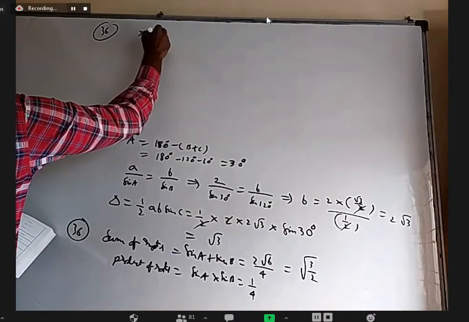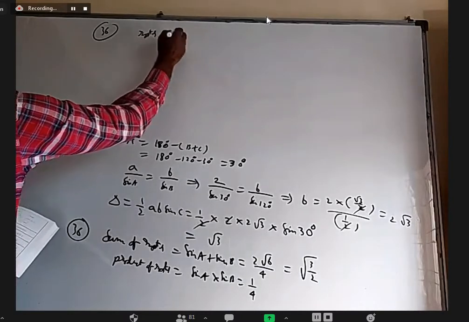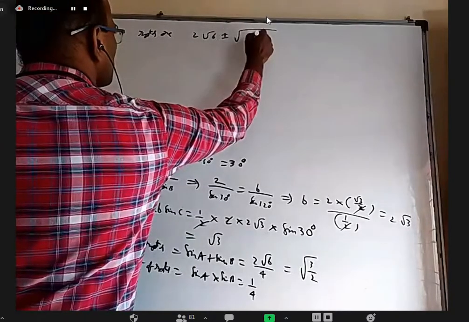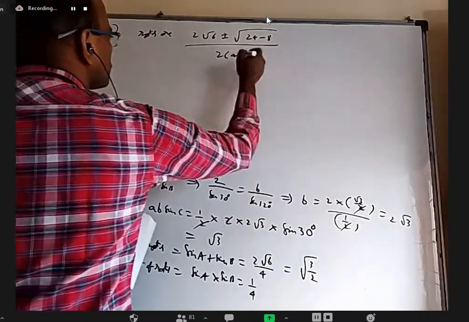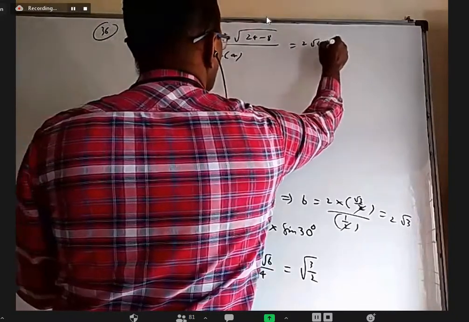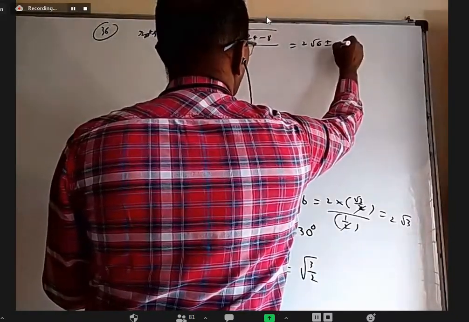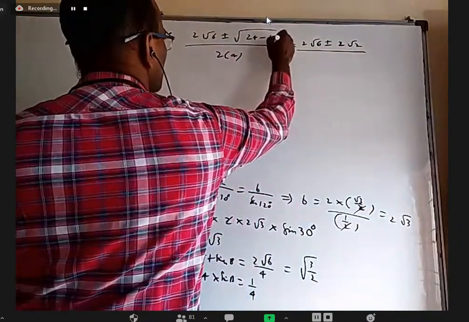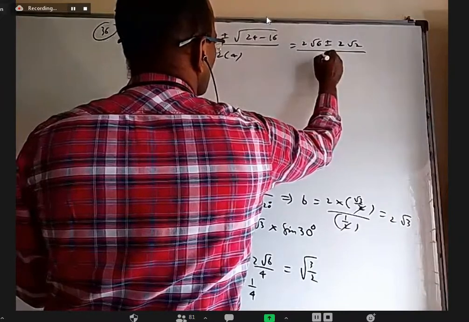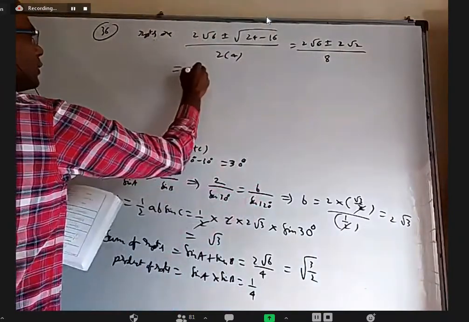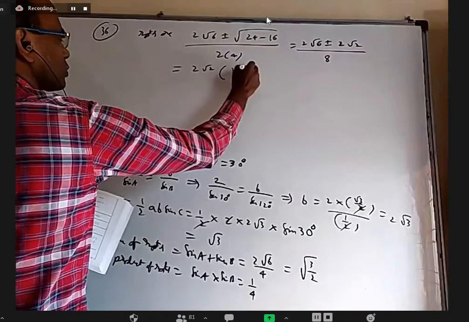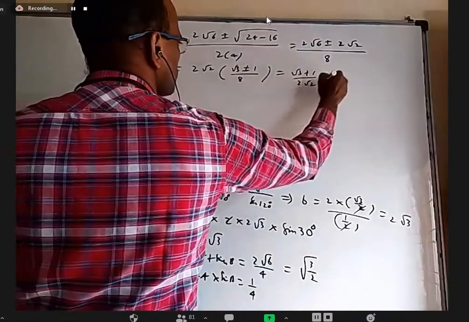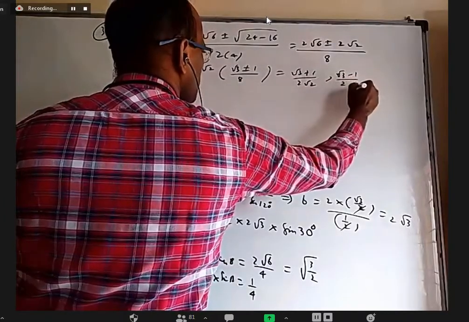Roots are 2 root 6 plus or minus root of 24 minus 8, by 2 into 4. 2 root 6 plus or minus root 8, which is 2 root 2, this is root 16. Root 8 is 2 root 2, by 8. If I take 2 root 2 common, I'll get root 3 plus or minus 1 by 8. So roots are root 3 plus 1 by 2 root 2, root 3 minus 1 by 2 root 2.